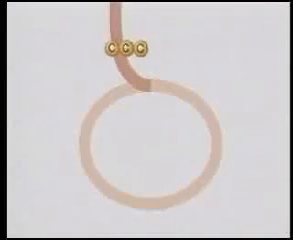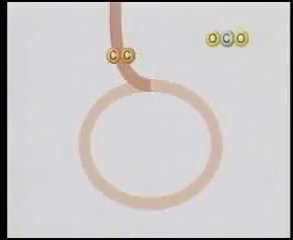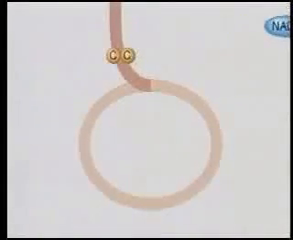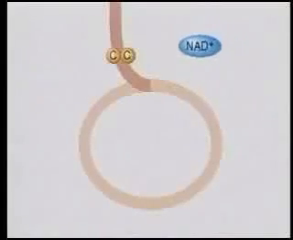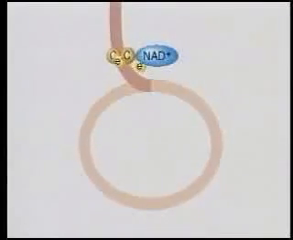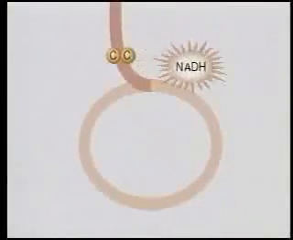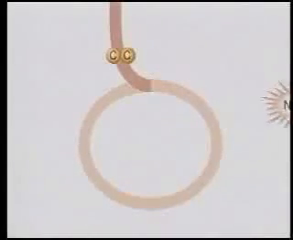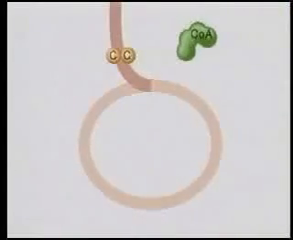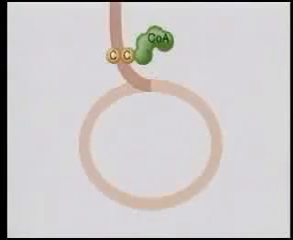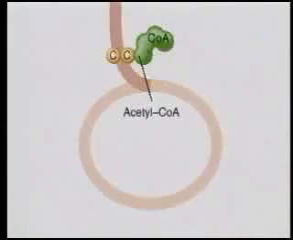Before entering the Krebs cycle, another pyruvate molecule is split. More carbon dioxide is released. Next, 2 electrons are transferred from the 2-carbon compound to NAD, forming NADH. The 2-carbon compound becomes attached to a molecule called coenzyme A. This forms the highly reactive molecule acetyl-CoA.